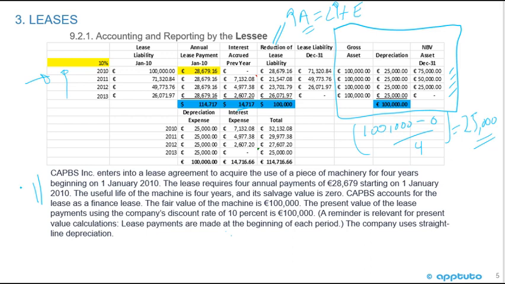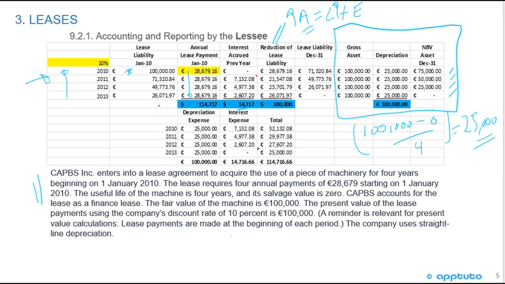So the next thing, we need to look at the accounting for the lease and with regards to the payments. So let's start here, the beginning of 2010. The liability is 100,000 euros, okay? And it says that there's going to be 4 equal payments of 28,679. I did a little bit of rounding. I've got 2 decimals there, okay?